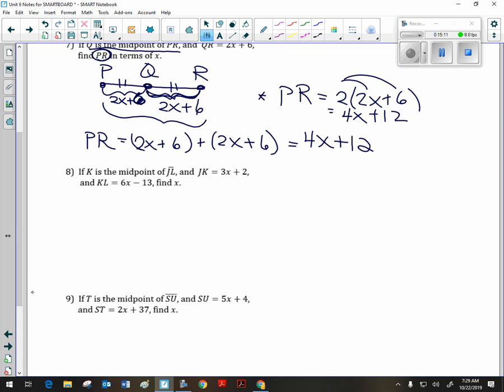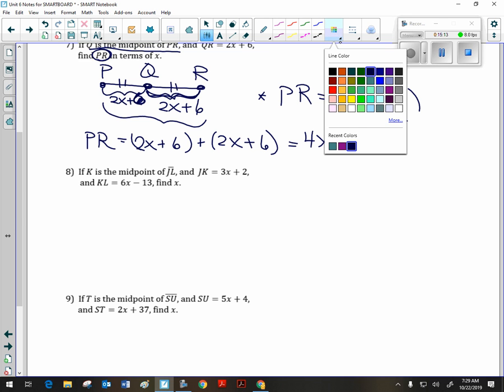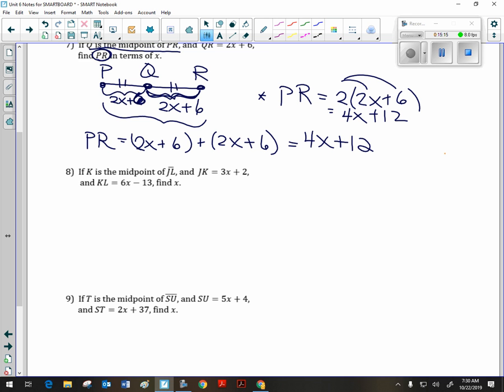Okay, question 8. We're moving along here. Same exact type of scenario. K is the midpoint of JL, so I'm going to draw my segment from J to L and place K right in the middle, so my two parts are equal. JK is 3x plus 2. KL, 6x minus 13. And they want me to solve for x.